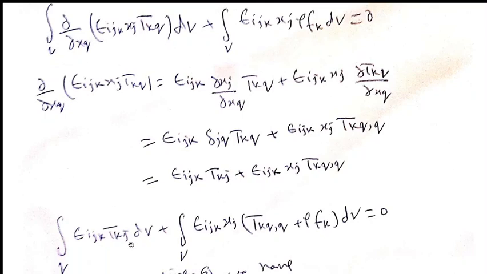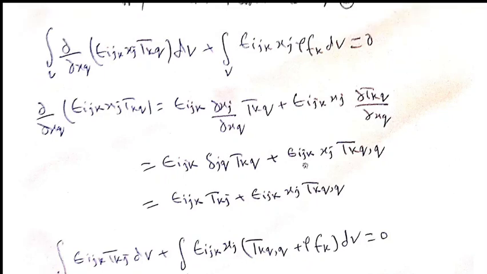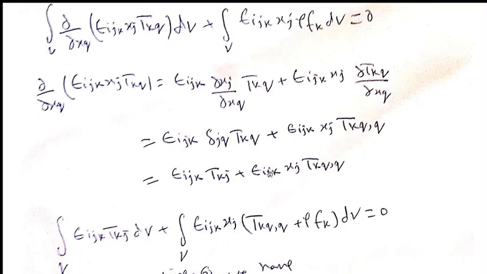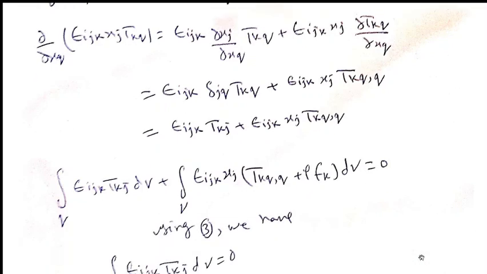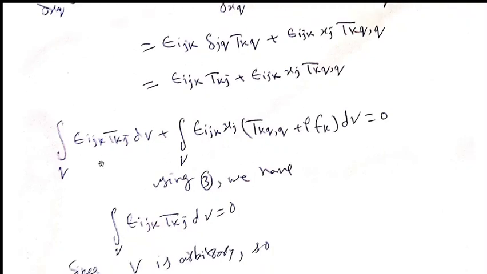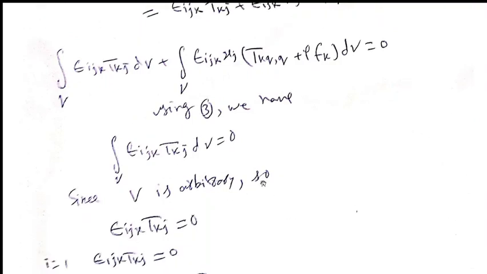For the first term we have this volume integral, plus we are combining this term with this epsilon ijk xj, epsilon ijk xj common, and in parenthesis we have tkq comma q plus rho fk dv. And we know from the result of the first condition, given by equation number 3, this is 0. So we are left with only this term equal to 0, and we know that our volume is arbitrary, so this integrand will be equal to 0.